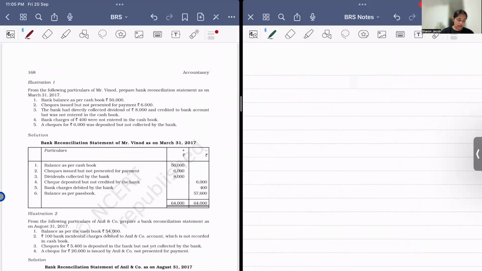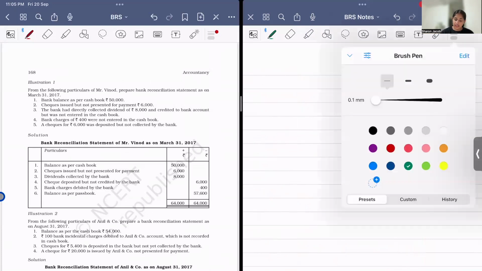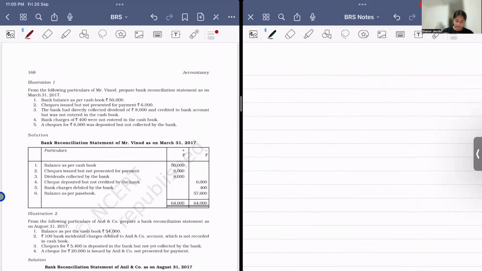Let's have a read. Okay, let's read the illustration. From the following particulars of Mr. Vinod, prepare bank reconciliation statement as on March 31st, 2017. So what is the first thing that we need to write? We need to write the title of our statement.